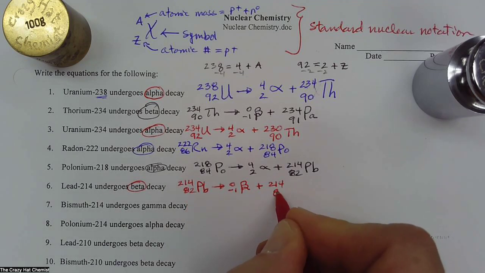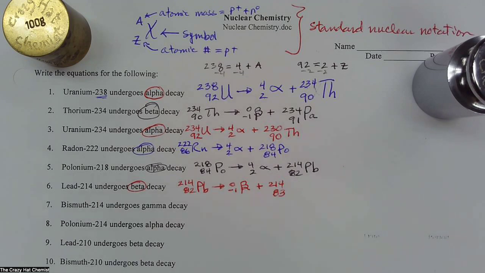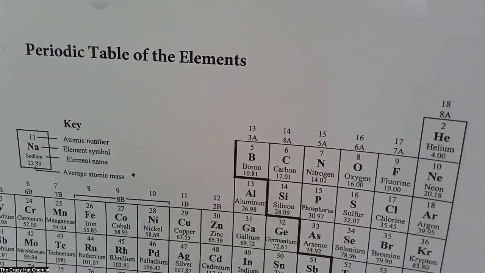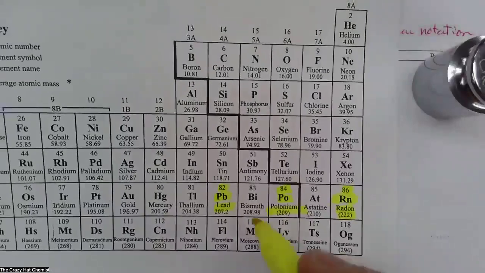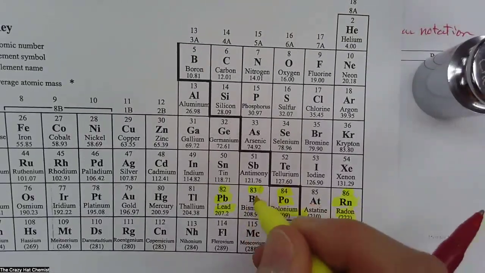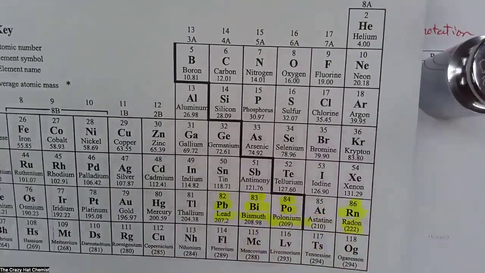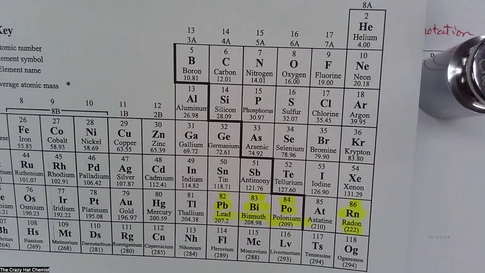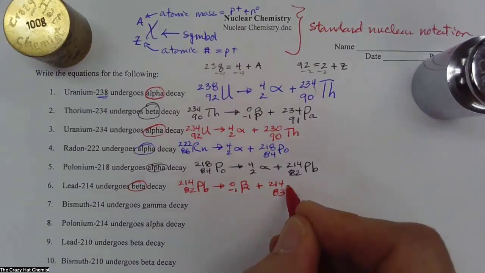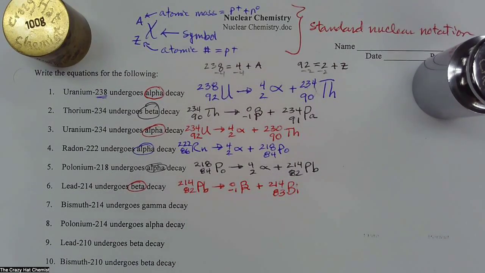That will be 83. Now I'm going to look on my periodic table. I'm going to find element number 83. Where is 83? Here is element number 83. It's Bi for it's none of your what? It's none of your business. That's correct, folks. So that is Bi. All right. Perfect. Next one is bismuth 214 undergoes a gamma decay.